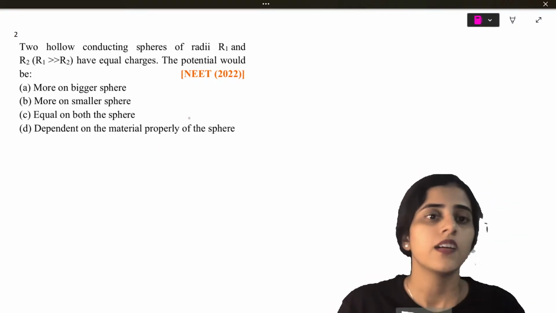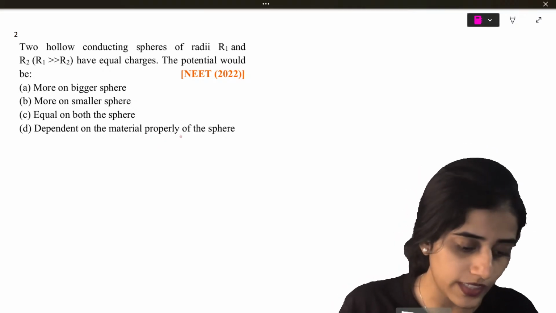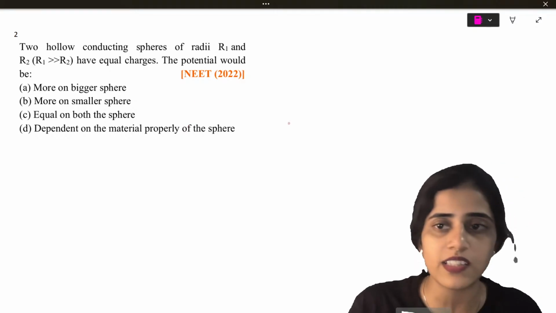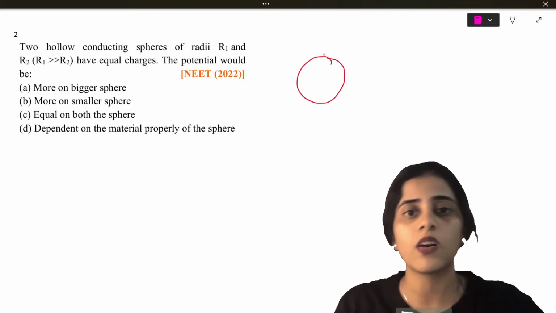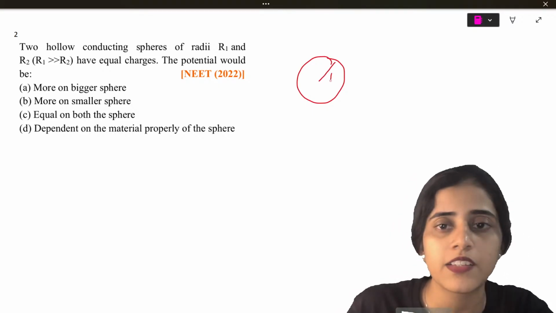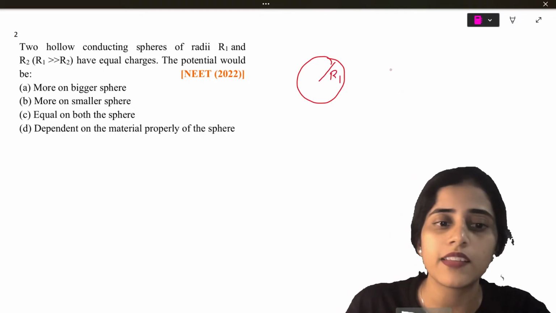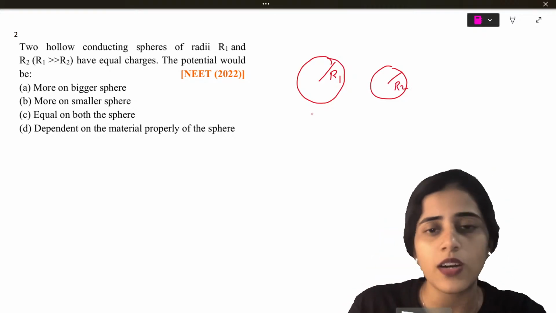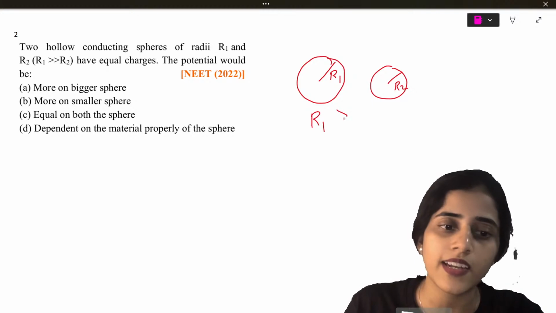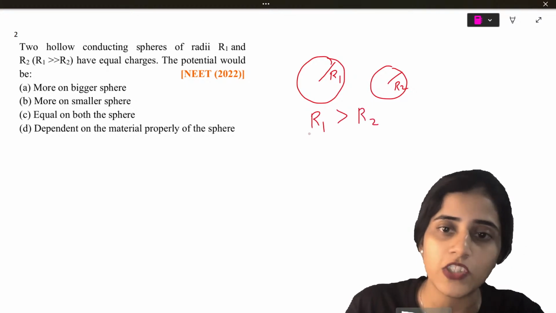So what will we do for this one? First thing, let's put a figure. Imagine there's a sphere with a radius of R1, and then there's another sphere which has a radius of R2. We all know that R1 is greater than R2. This is given to us in the question.